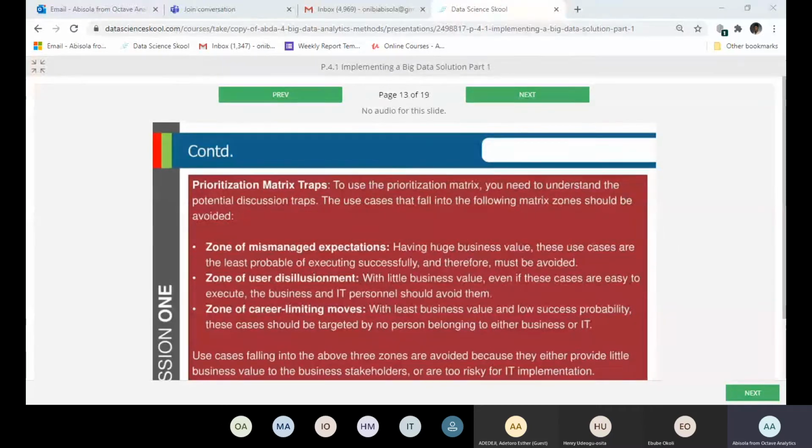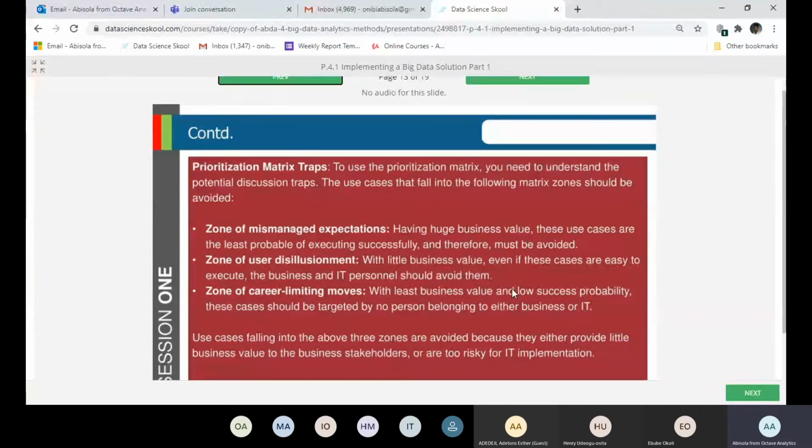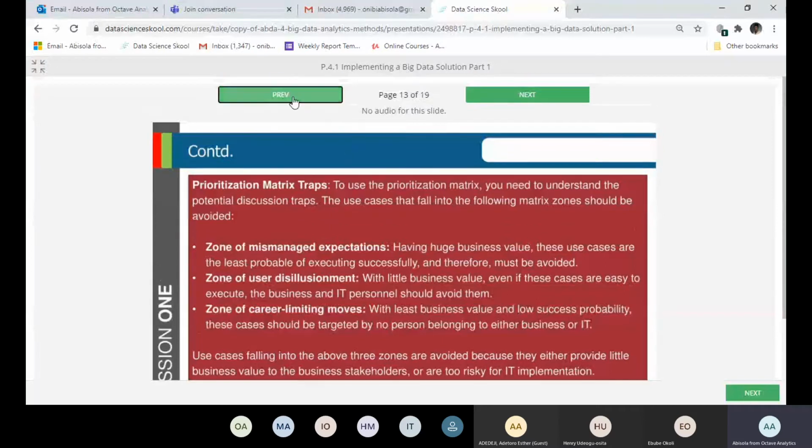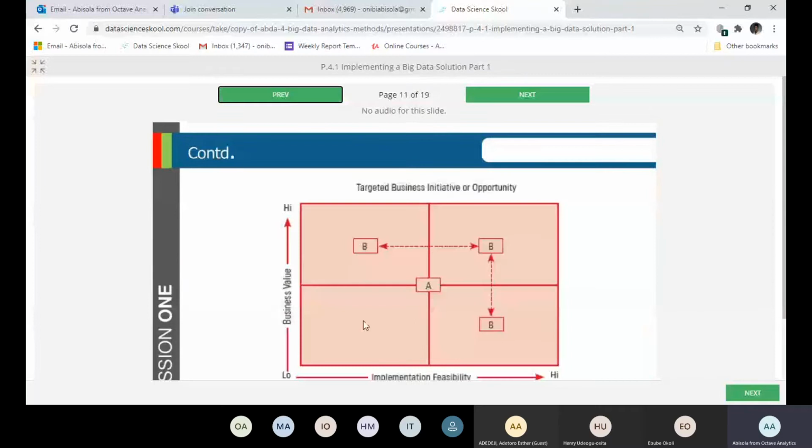Okay, let's move back to here. For prioritization matrix traps, we have three different parts of the prioritization matrix in which we shouldn't consider use cases. Those three parts are here, here, and here. This is the one that should be most considered or prioritized. These are the use cases that fall into here, which means that you can implement them easily and they will give you the maximum business value that you want.